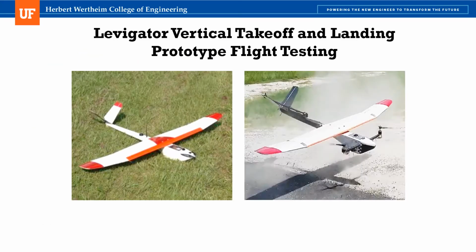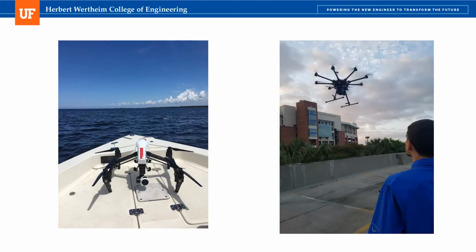A hybrid approach of these two systems is known as VTOL, or vertical takeoff and landing. These drones combine the benefit of vertical takeoff with the efficiency of a fixed-wing craft. In these environments, you can see where vertical takeoff is ideal, such as boat bows and dense urban environments.